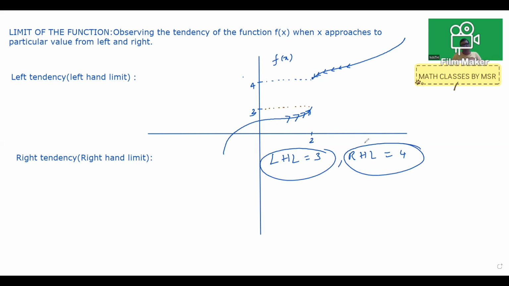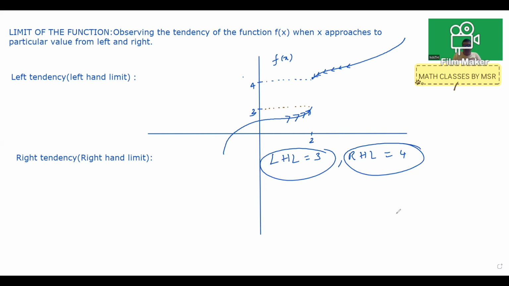Now tell me, in this case, the tendency of the function f of x differs from left to right. In this case, we should say that the limit of this particular function does not exist.